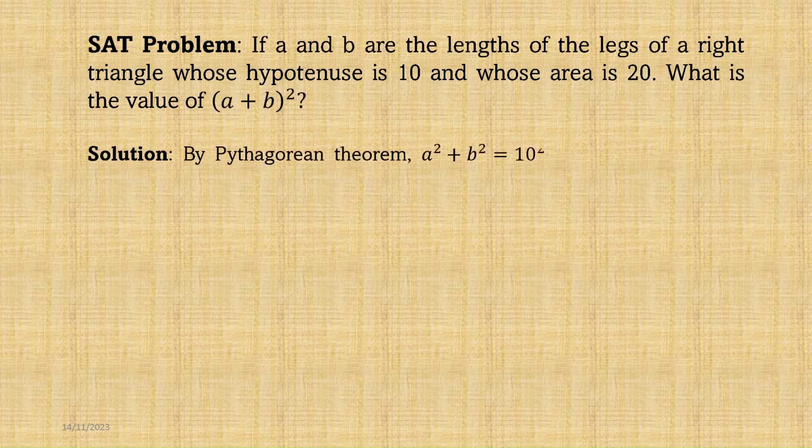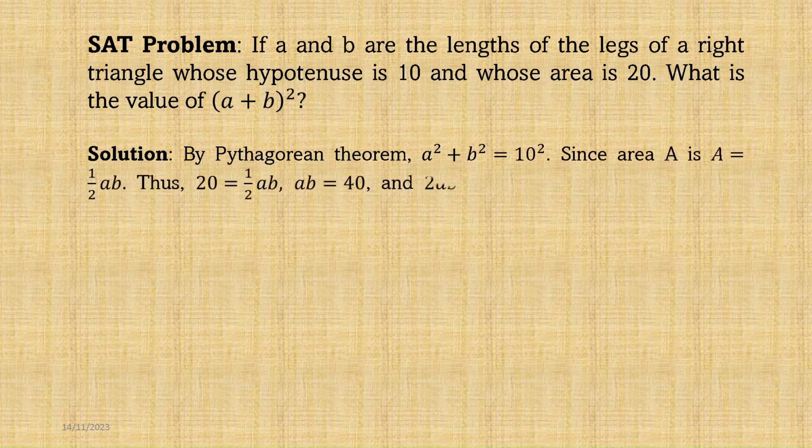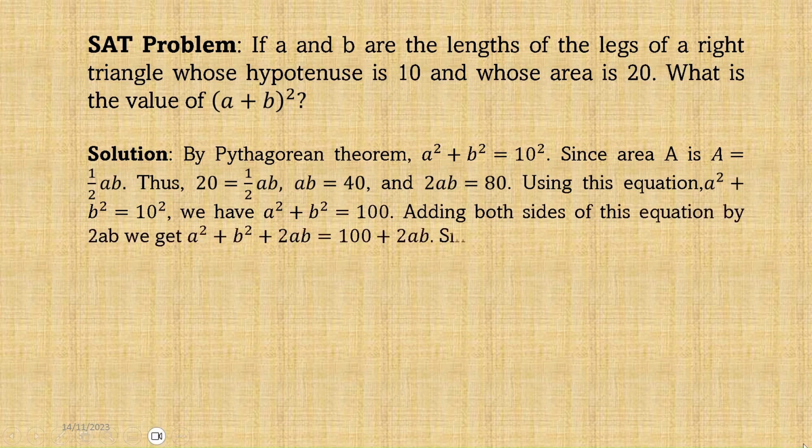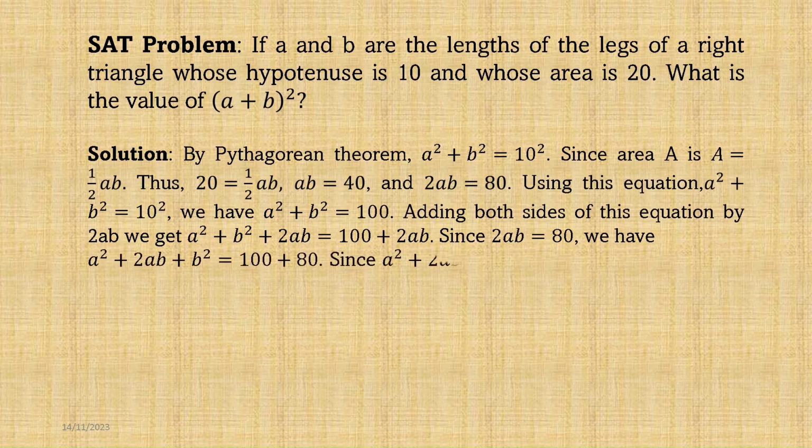Solution. By the Pythagorean theorem, A squared plus B squared is equal to 10 squared. Since the area of the triangle is equal to 1/2 the product of the legs, we get 20 equals 1/2 times AB. It follows that AB is equal to 40. With this, twice AB is equal to 80.